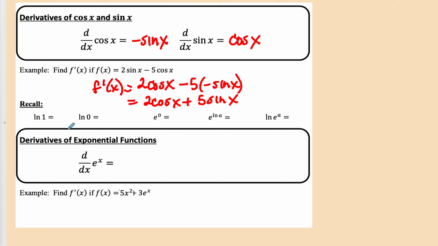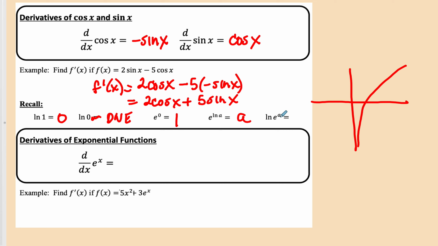Okay, let me remind you of all these expressions, what they equal. The natural log of 1 is 0. The natural log of 0, well, we can't put 0 in. Remember that the natural log looks like this, and 0 is not in the domain, so this does not exist. e to the 0 is 1, and e to the natural log of a, remember these are inverse functions, so this is just a, and this exponential inside a natural log will also be a. The derivative of e to the x we just figured out is e to the x.